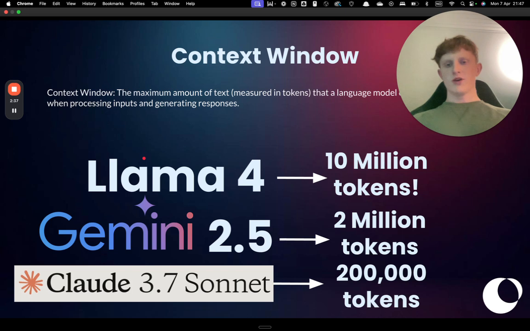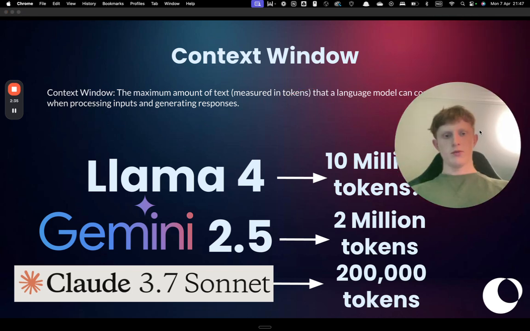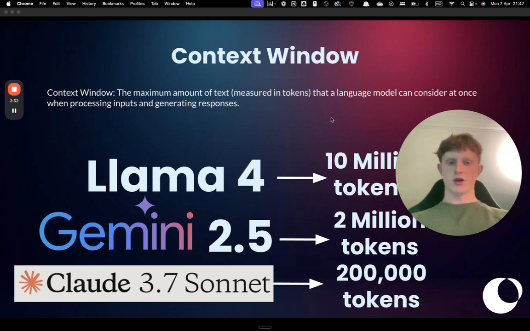Now the context window, that's the thing that's really huge for us AI programmers, or vibe coders, as people like to call it. Very quickly, the context window is the maximum amount of text, measured in tokens, that a language model can consider at once when processing inputs and generating responses.